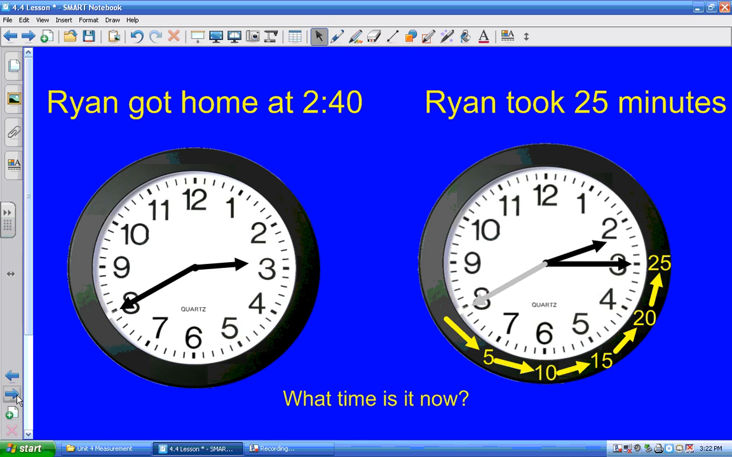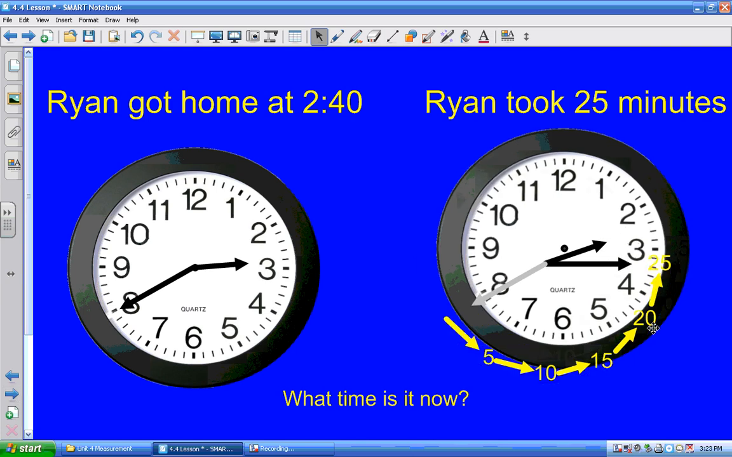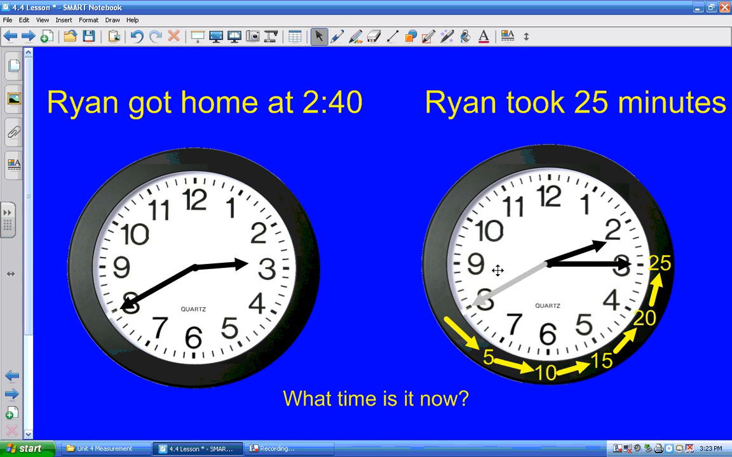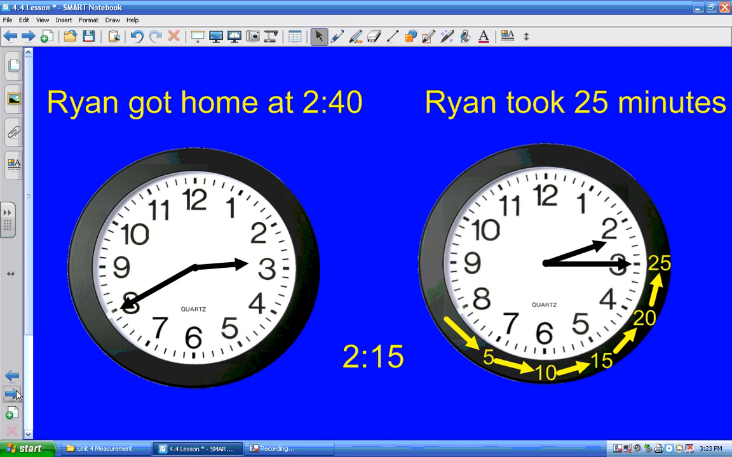So what time is it now, Matthew? 2:25. Close. 2:15. You gotta remember to take these out, right? Because that's just us backing up the time. Now you move the clock back, you fix it. Alright, so what is this 2:15 exactly? So we now know that it's 2:15. Bravo, well done.